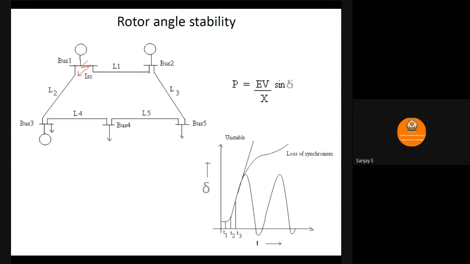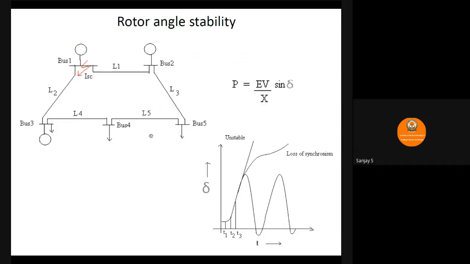Coming to rotor angle stability, in order to understand it, consider a simple example as shown here. It consists of a 5-bus power system network: bus 1, bus 2, bus 3, bus 4, and bus 5, as you can see here. Along with that, you have the interconnected transmission network connecting these buses. L1, L2, L3, L4, and L5 are the 5 transmission lines. You can see generators are connected at bus 1, bus 2, and bus 3, and load is present at bus 3, bus 4 and bus 5. Since you already know the single line diagram notations, you can identify the load, bus, generator, etc.